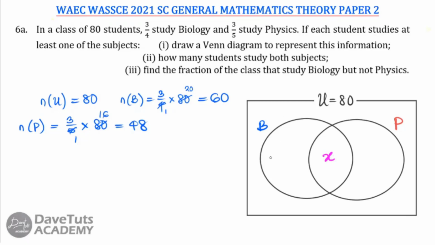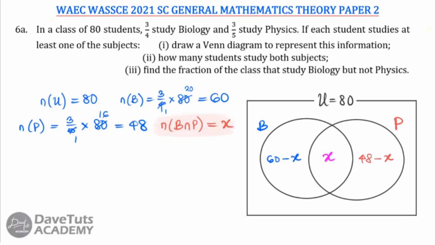So here, those who study biology alone will be 60 minus X. And physics we have been told is 48. So those who study physics alone will be 48 minus X. While X represents the students that study both biology and physics. So I can say the number of biology and physics is X. So that is the key point for us to note here.